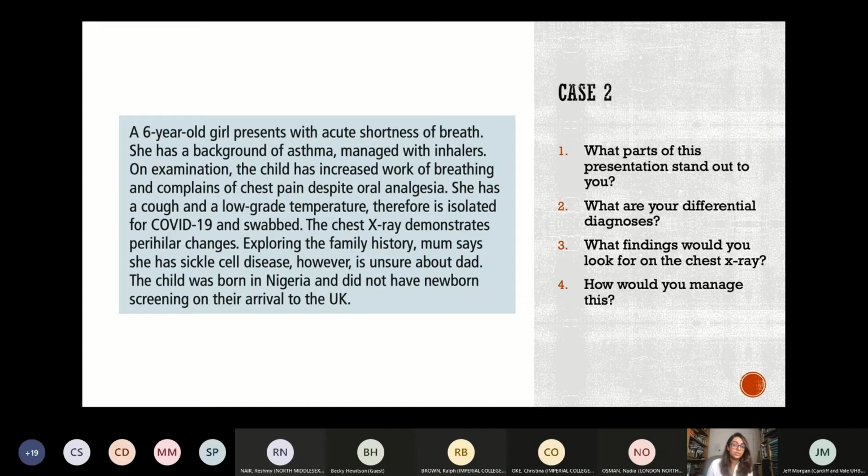So you know that the child was born in Nigeria, but they didn't have any newborn screening when they came to the UK. So again, let's look at this presentation and think to ourselves, what stands out? What are the main differentials you're thinking of here? What sort of things do you think you should look for on a chest x-ray? And of course, how would you manage this?